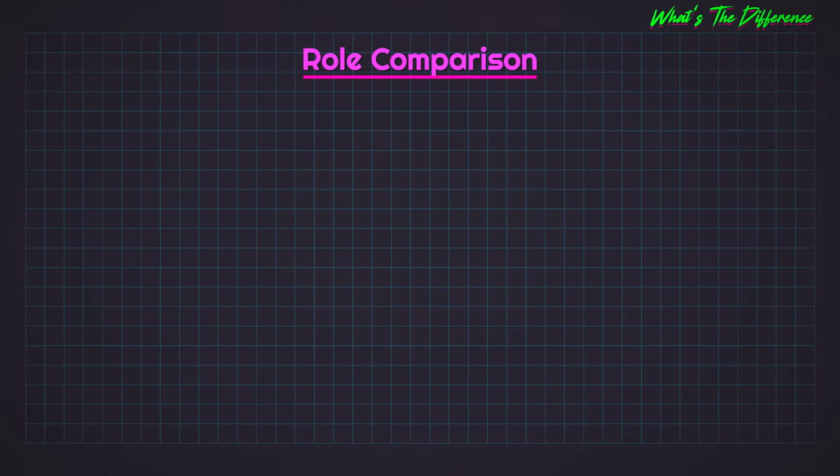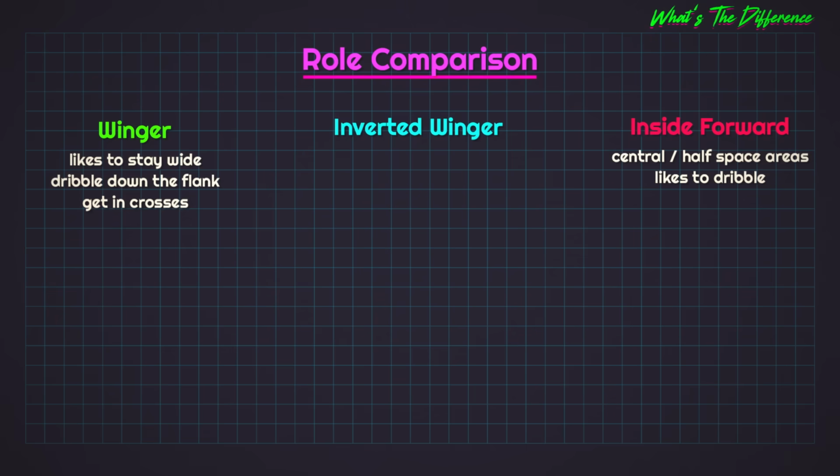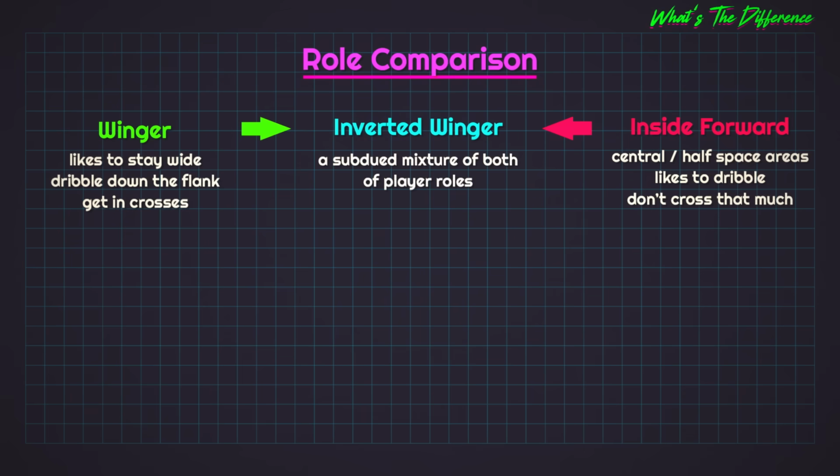Let's do a final comparison, bringing in another role. The winger, the inverted winger, and the inside forward. A winger likes to stay wide, dribble down the flank, and get in crosses. An inside forward likes to play in more central and half space areas. They like to dribble as well, and they don't really cross that much. And the inverted winger is a more subdued mixture of the two. The good thing about their differences is that they can all complement each other in the tactic.